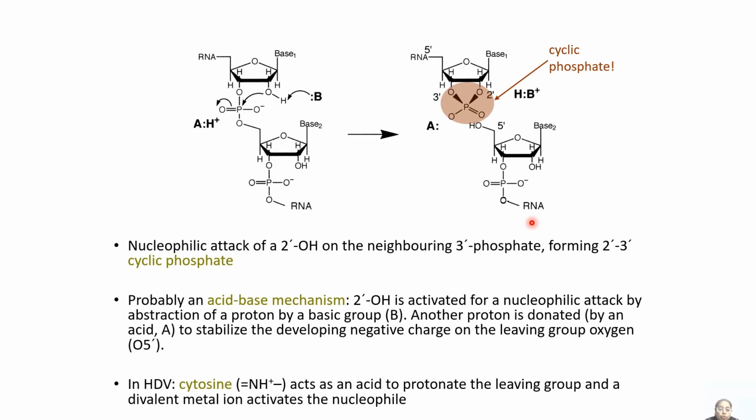Nucleophilic attack of a 2' OH on the neighboring 3' phosphate, forming a 2' to 3' cyclic phosphate, probably by an acid-base mechanism. 2' OH is activated for nucleophilic attack by abstraction of a proton by a basic group. Another proton is donated by an acid to stabilize the developing negative charge on the leaving group oxygen. In HDV, cytosine acts as the acid to protonate the leaving group, and a divalent metal ion activates the nucleophile.